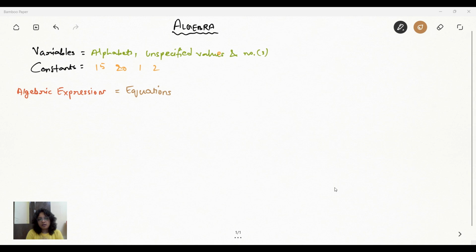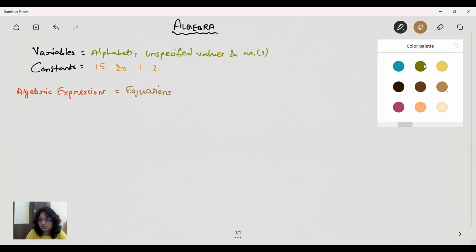Now, when you are starting with algebra, you will be given mathematical expressions to solve. You will be directly given the equation and you have to solve for it. Let's say, solving algebraic expressions.